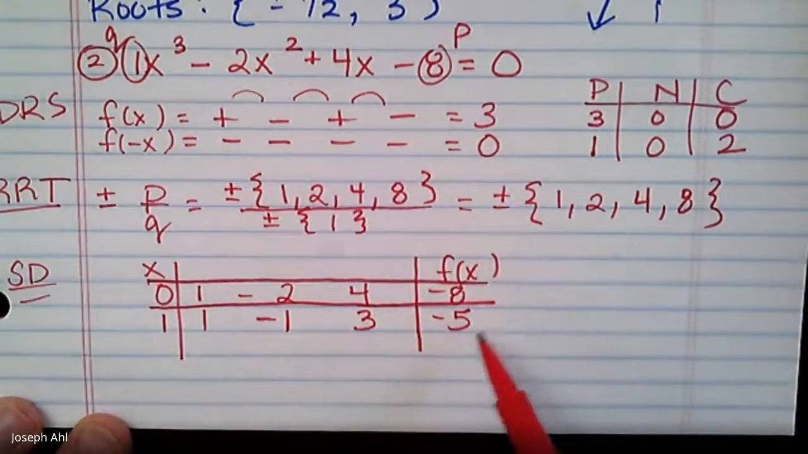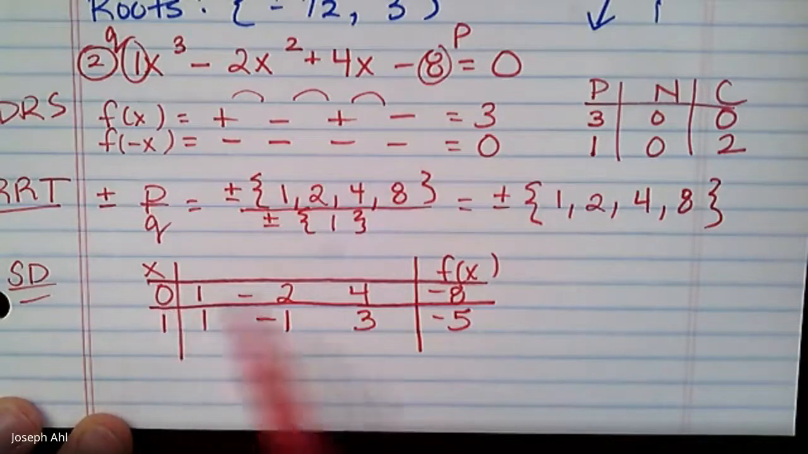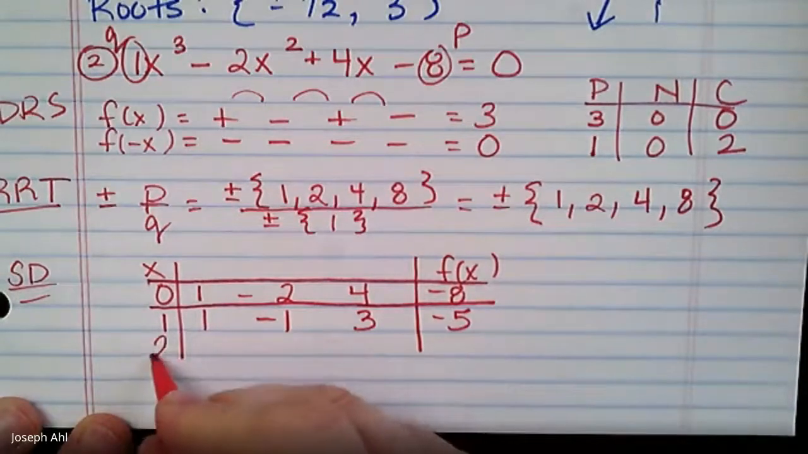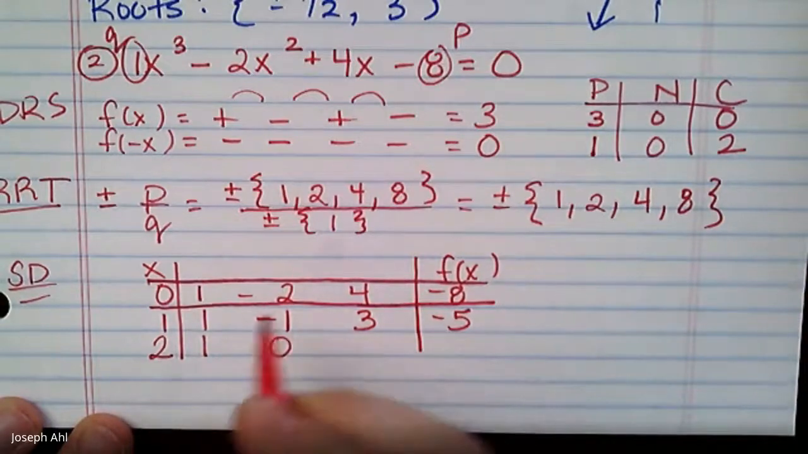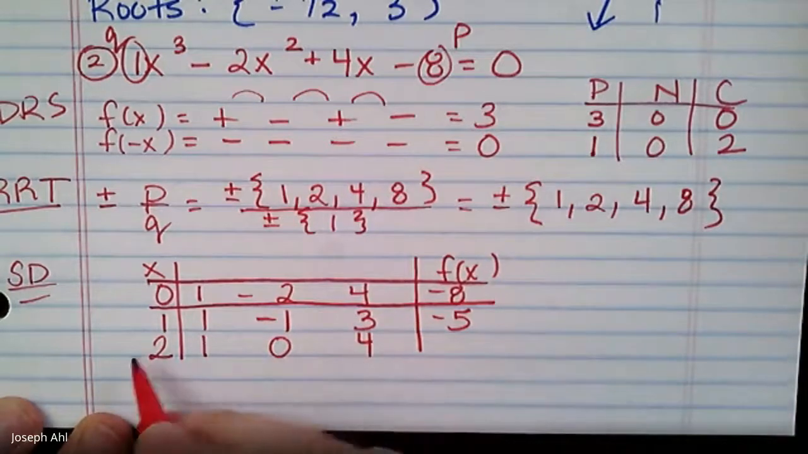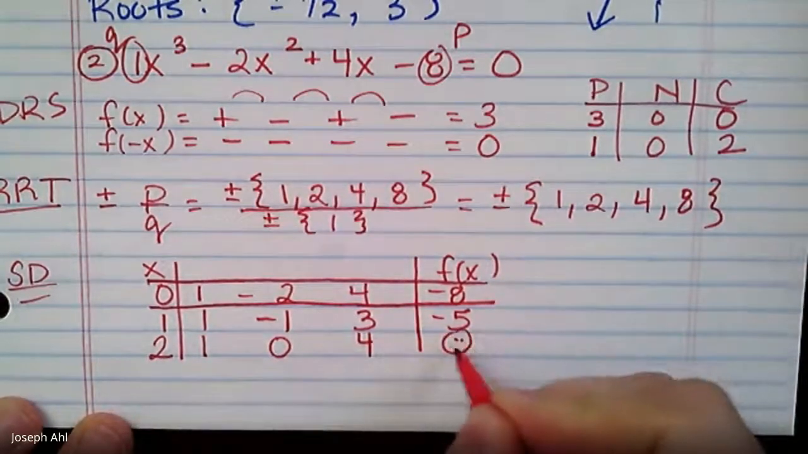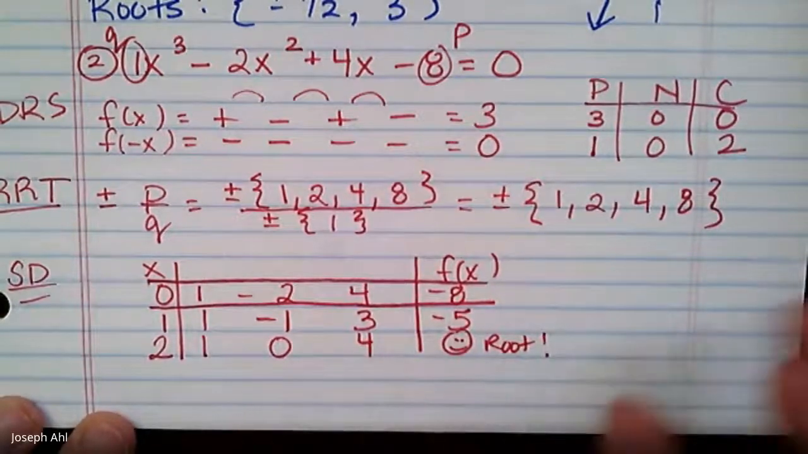I also don't see a sign change, which wouldn't have helped anyway, right? Because if I test in between 0 and 1, maybe 1/2 would be in that range, but 1/2 isn't even in my list, so it wouldn't make sense. All right, test 2 next. Bring down the 1. 1 times 2 is 2, plus -2 is 0. 0 times 2 is 0, plus 4 is 4, and 4 times 2 is 8, plus -8 is 0. We found a root.